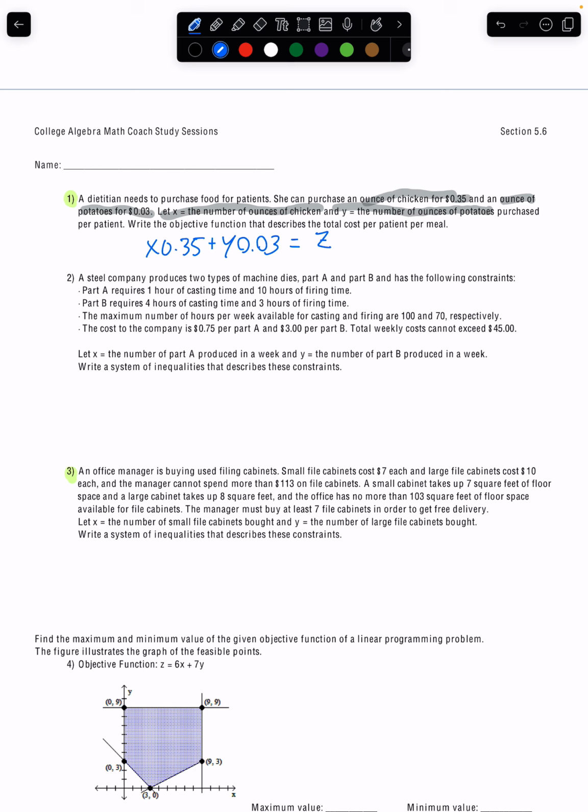Looks like we have about 3 equations here. Let's highlight them. So Y is going to be the number of large file cabinets. X is going to be the number of small file cabinets, and we need to get at least 7 to get a free delivery. So that's just going to be x plus y greater than or equal to 7. That would be like the total.